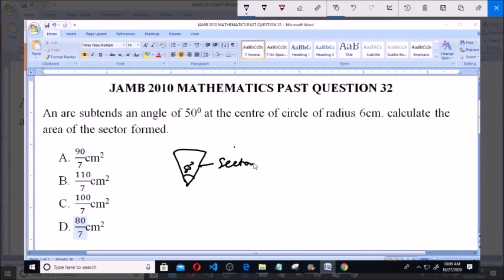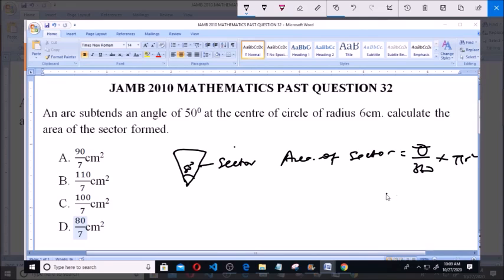This is a sector. We're now asked to find the area of this sector. The formula for finding the area of a sector is equal to theta over 360 multiplied by pi r square.